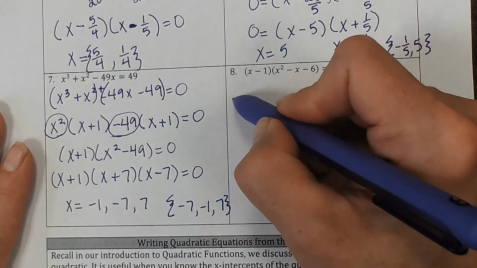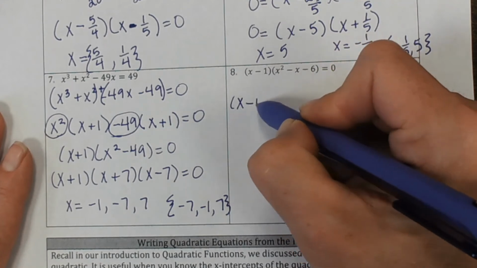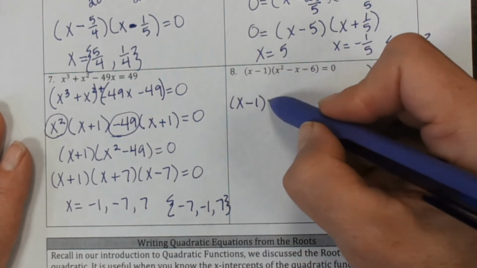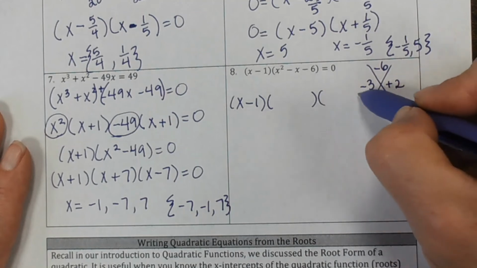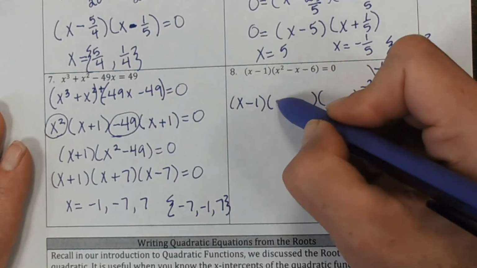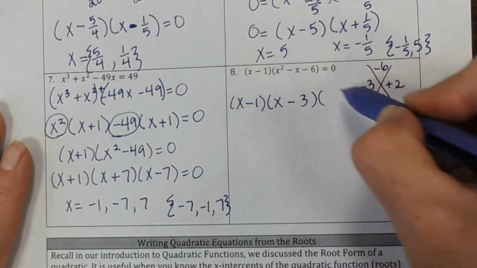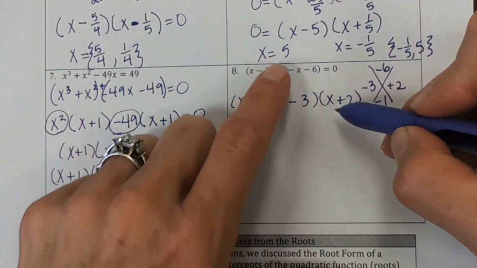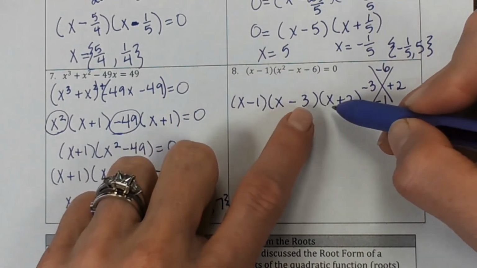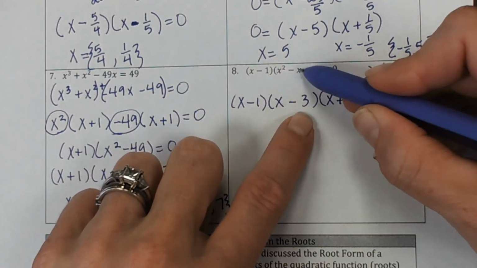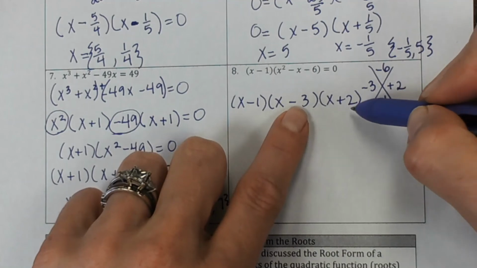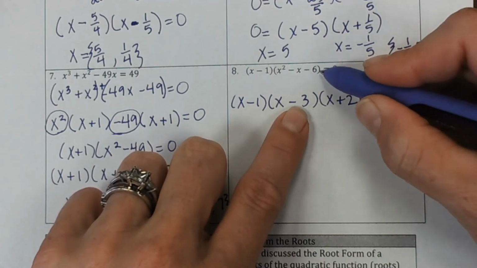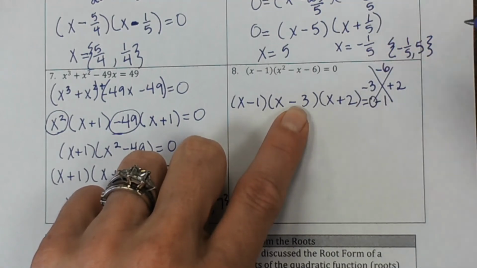So I'm going to bring my x plus 1 down, x minus 1, because nothing happened to that. And then I have my new factors from my trinomial. I have x minus 3 and x plus 2. Now again, I want to make sure that works. X times x is x squared, plus 2 minus 3x is negative 1x, and negative 3 times positive 2 does give me my negative 6, so I know I factored it right.